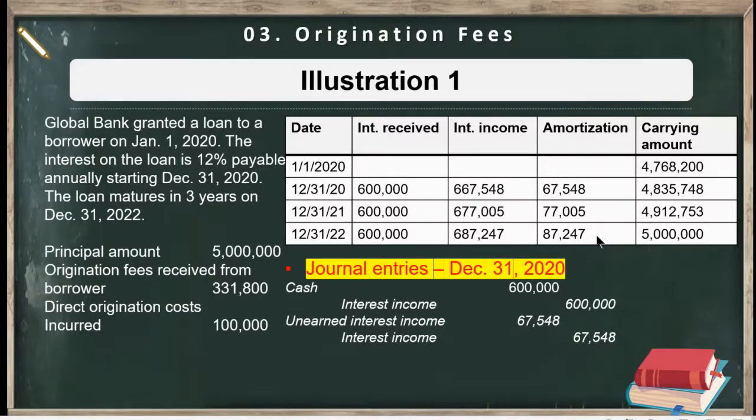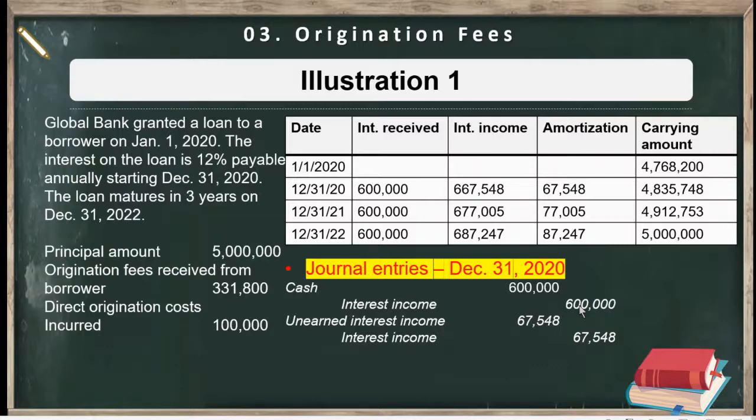Okay, so what would be the journal entries on December 31? So, we will receive cash for the interest of 600,000. Mao na ka, ma'am, ang loan kay mo mature man siya 3 years. So, ang mo mature 3 years after would be the principal. But the interest man is annual, so that's why we will receive cash every year for the interest. So, debit cash, 600,000. Then, credit interest income, 600,000.